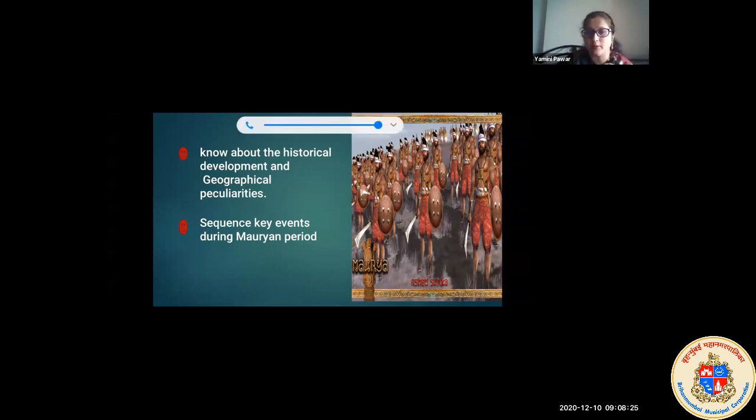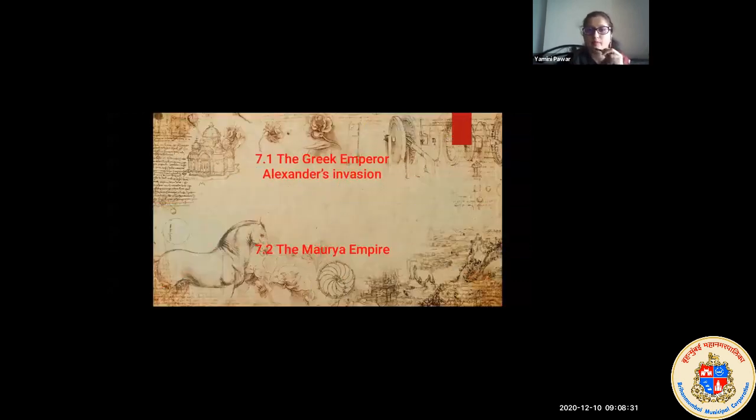As you can see the army on the right side of the picture. Let's look at the next slide. So in this topic, we are going to cover 7.1 and 7.2. The Greek Emperor Alexander's invasion, and in 7.2, the Maurya Empire. Let's look at the next slide.